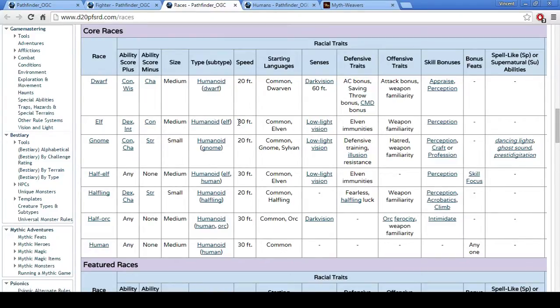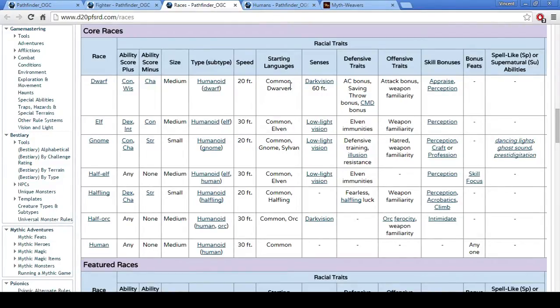30 feet, by the way, if you're translating this into squares for your board, with 1 inch by 1 inch squares, 30 feet means 6 squares. 20 feet means 4 squares. Each square is 5 feet. So that's a handy bit of information.